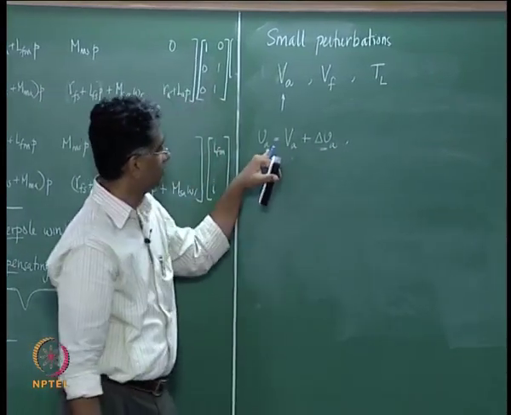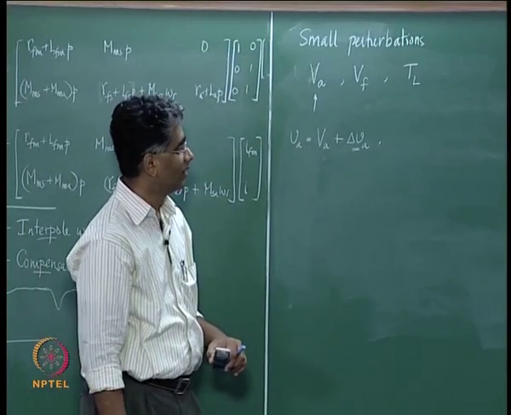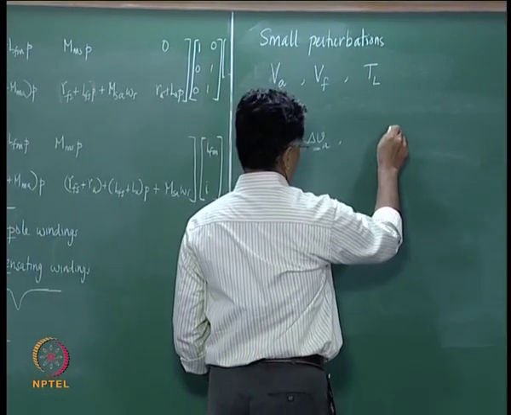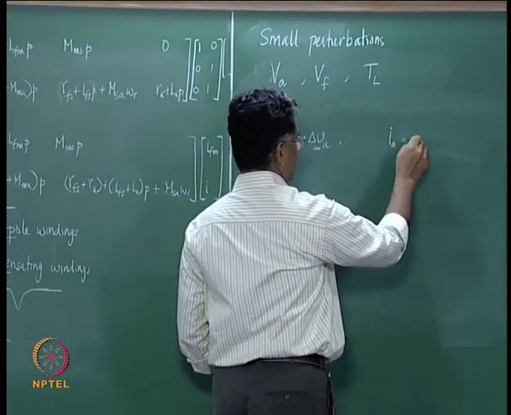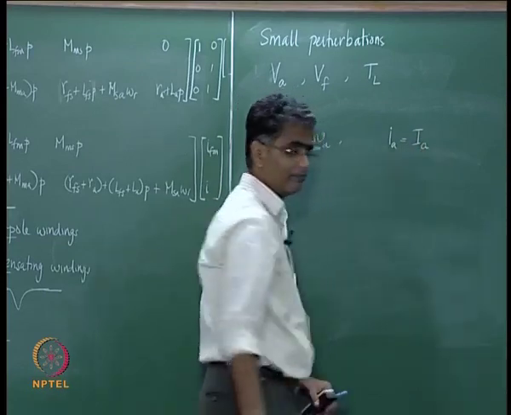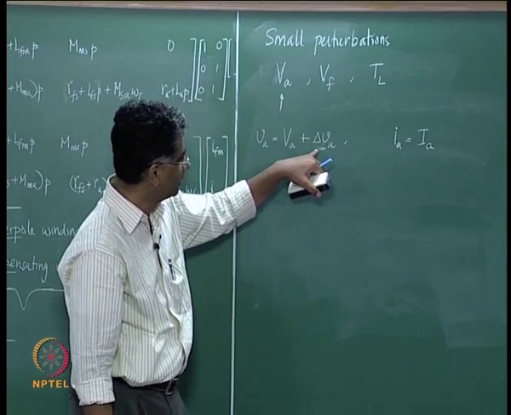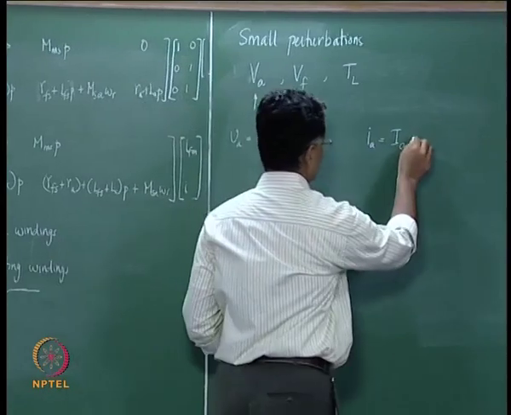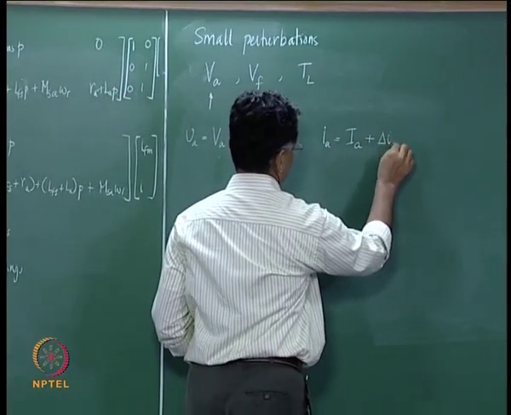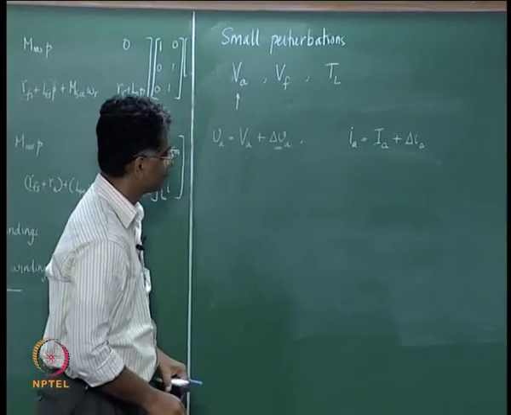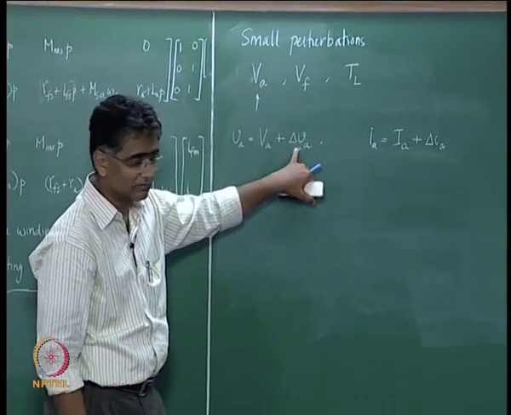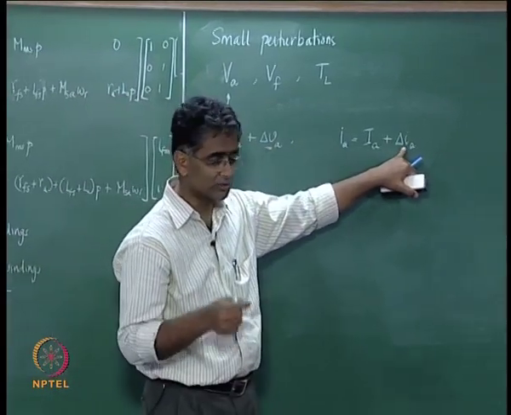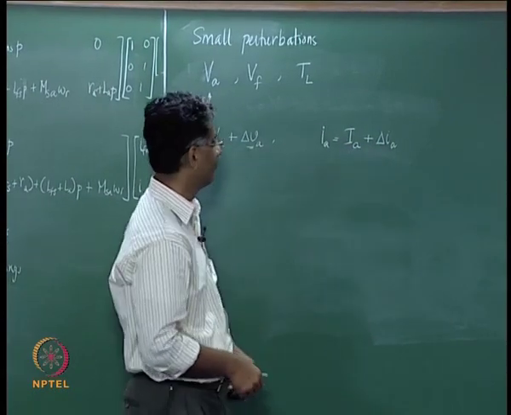In response to this kind of disturbance, the system will have to do something. The armature current IA that it draws, it was having a flow of current IA. In response to this small disturbance, there would be a small disturbance in IA as well. So, there would be some disturbance current, delta IA. Because the applied disturbance is small, you expect that this is also small in comparison with IA.